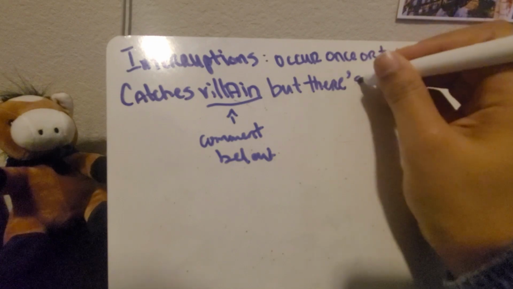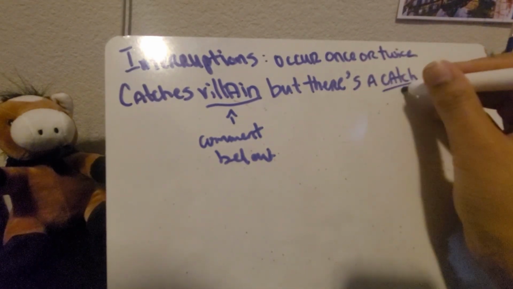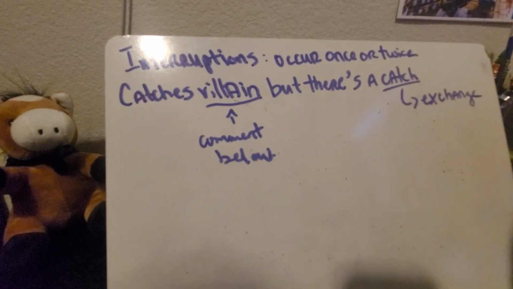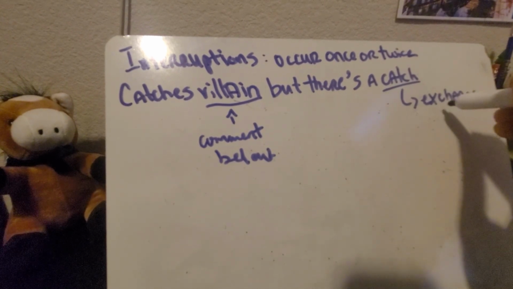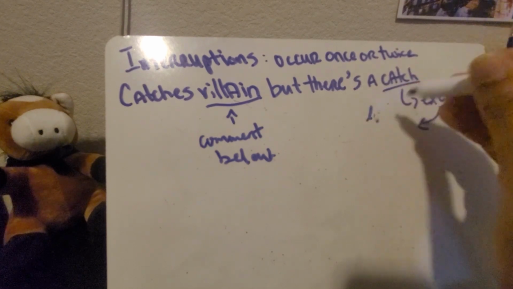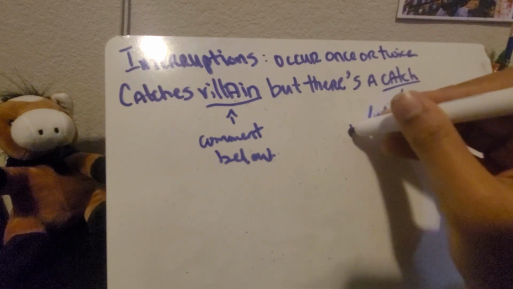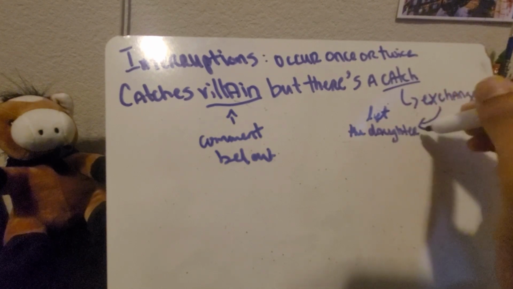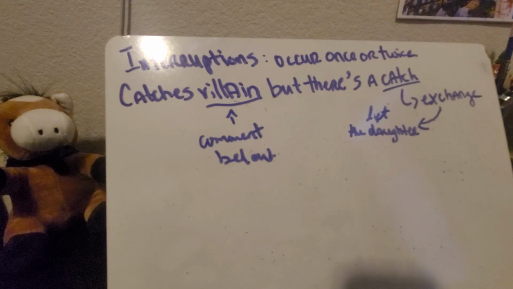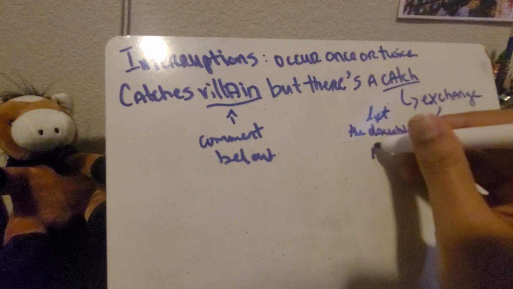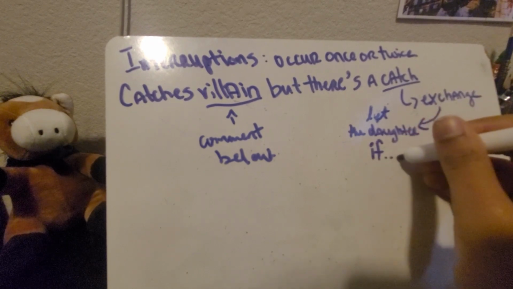Let's see. Oh, but there's a catch. Do I know what this catch is? I do not know exactly. There must be some type of exchange. So pretty much, I know that the villain will let the daughter go. This is the sheriff's daughter, by the way. It's funny because maybe the daughter did something, or maybe the sheriff, it could be either him or her.